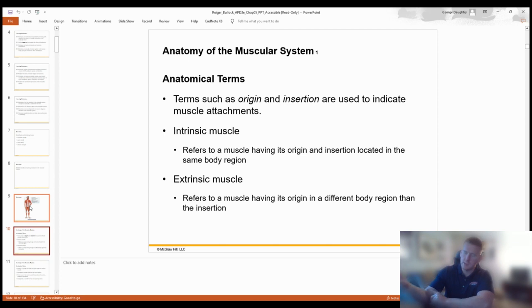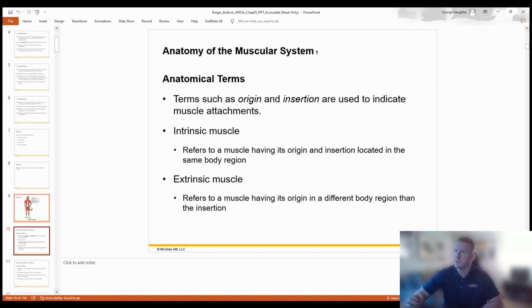Now, you'll notice that the insertion point of the muscle at the radius, that's doing the actual movement. The insertion point actually moves. The origination point, even though the elbow is flexing, the origination point has not moved, right? So that's how you know the difference between the two. Origination point does not move. Insertion point does move, right? So those are our terms for muscular attachments, okay?